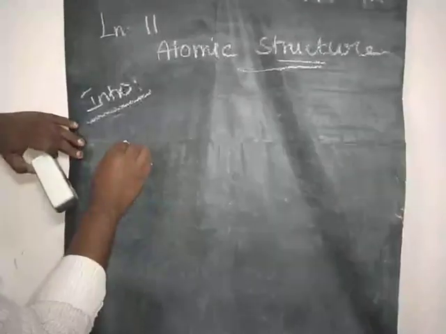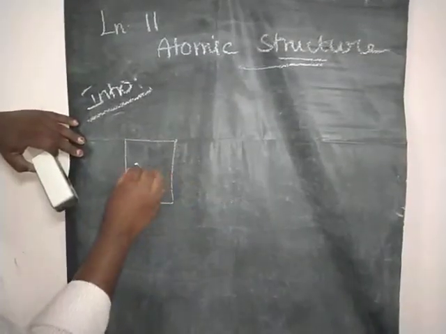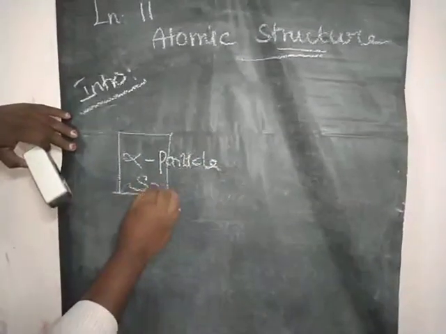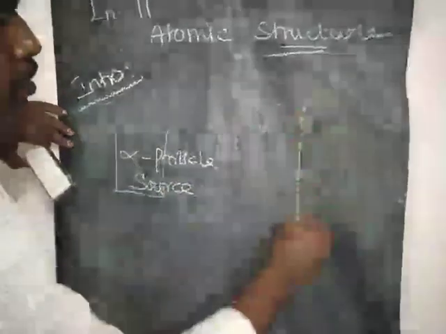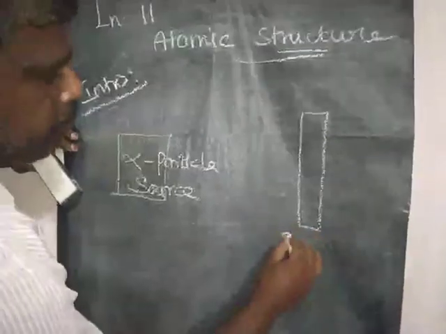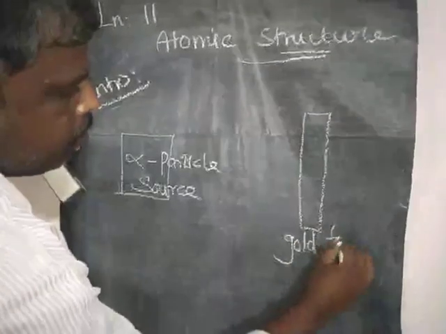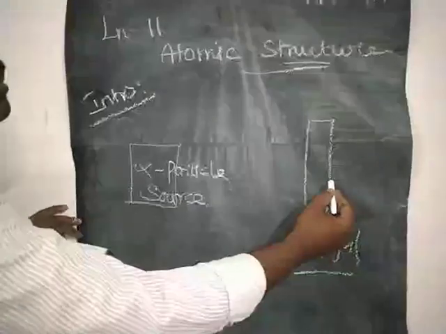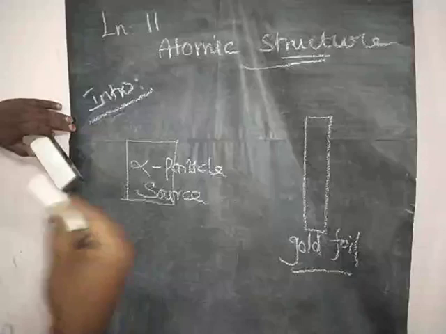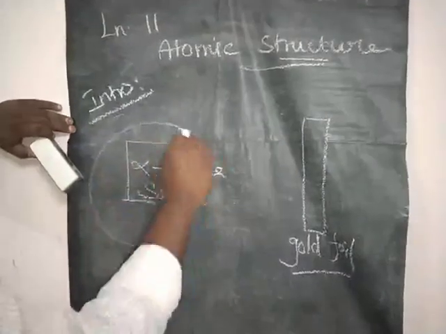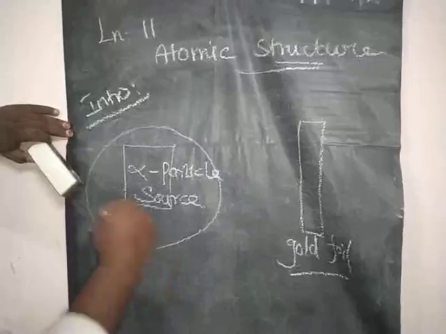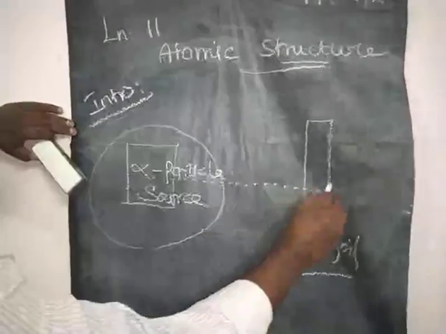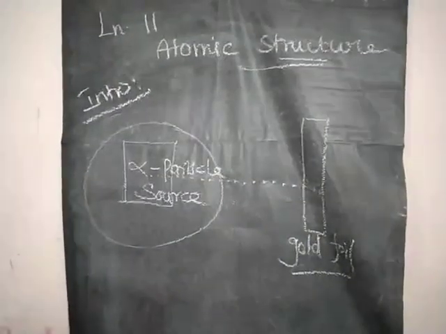He took an alpha particle source and a gold foil. Gold is a malleable metal, so he took gold foil instead of other materials. He started doing this experiment. The alpha particle source is a machine that emits alpha particles. The emitted alpha particles fall on the gold foil. What will happen?